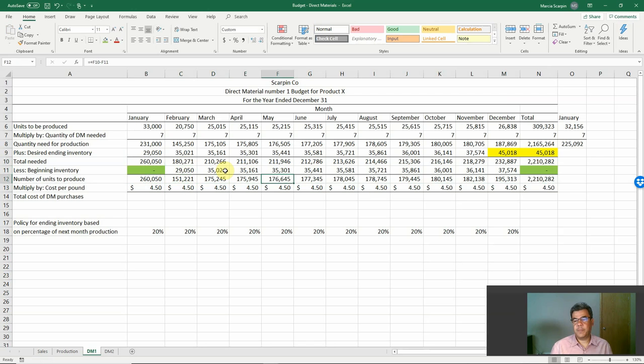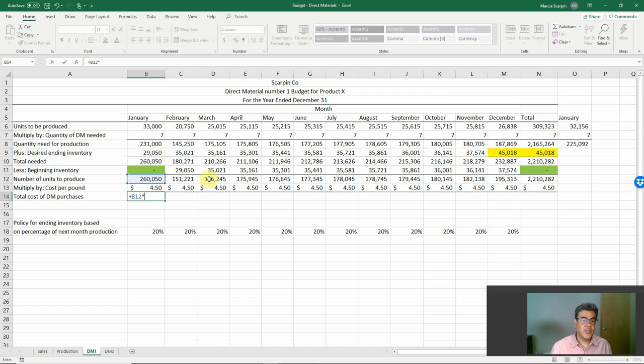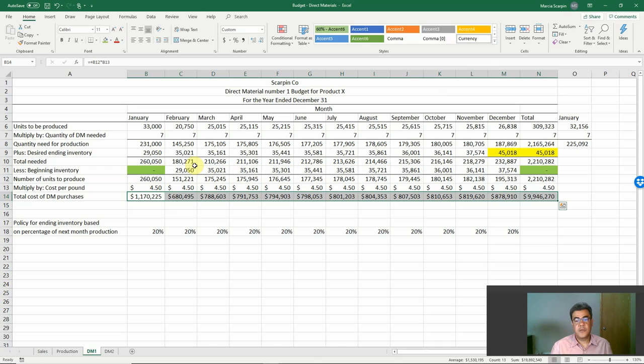How do we know if this number here is right? We can also sum from January to December. The numbers must match. Okay, and then times cost per pound. Until here, everything is in units. However, direct materials, we purchase them. So how much does each pound cost? 4.50. So the cost of direct materials purchases will be 250 times 4.50. So we copy and paste here.